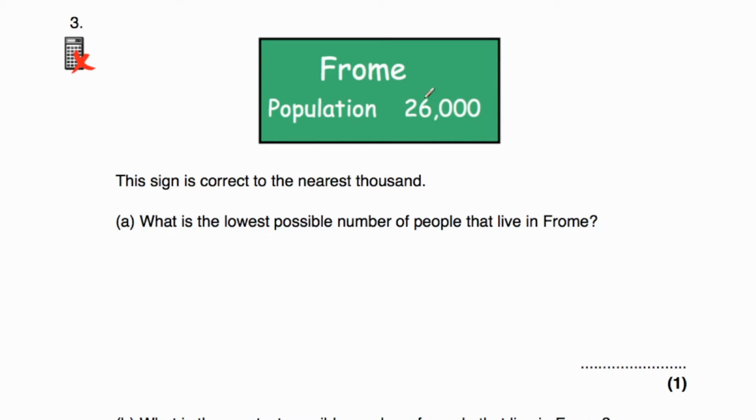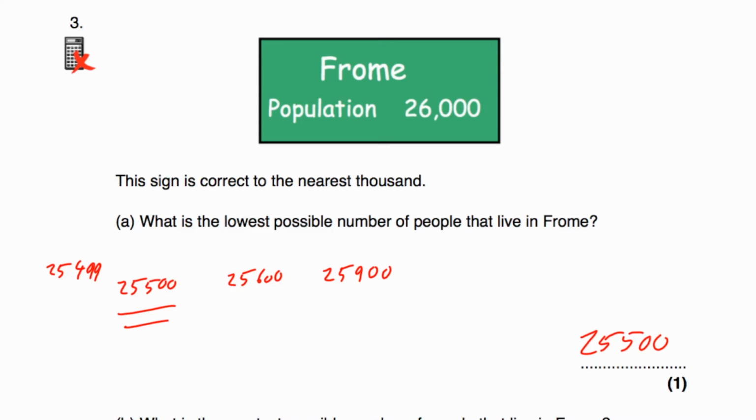Alternatively, it could have been a number below 26,000 or a number above 26,000, and it's been rounded to the nearest 1,000, and the answer is 26,000. And part A asks us to find the lowest possible number of people that could live in Frome. So we're rounding to the nearest 1,000, so it could be 25,900, that would round up to 26,000. It could be 25,600, that would round up to 26,000. It could even be 25,500, because that would round up to 26,000. However, it couldn't be the number below that, 25,499, because that would round down to 25,000. So the lowest possible number of people that could live in Frome would be 25,500.